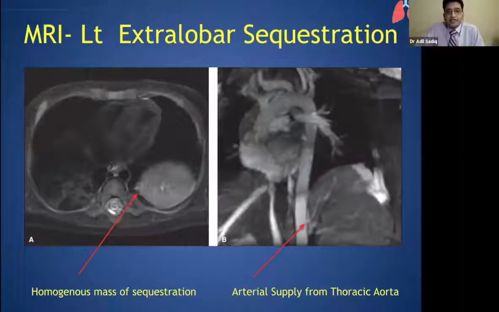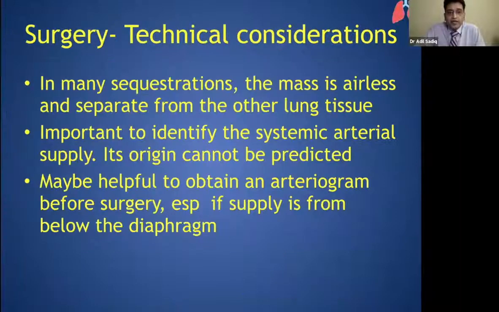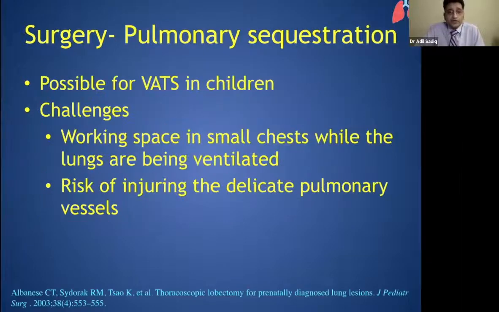Once again, extralobar sequestration is demonstrated in this contrast MRI showing an arterial supply from the thoracic aorta. So in many sequestrations, the mass is air-filled and it's easy to separate from the other lung tissue to identify it. Sometimes it's very important to find the supplying artery, and many times if the MRI doesn't pick it up, it's important to get an arteriogram or a CT arteriogram to see the blood supply and identify it, especially if it's below the diaphragm.